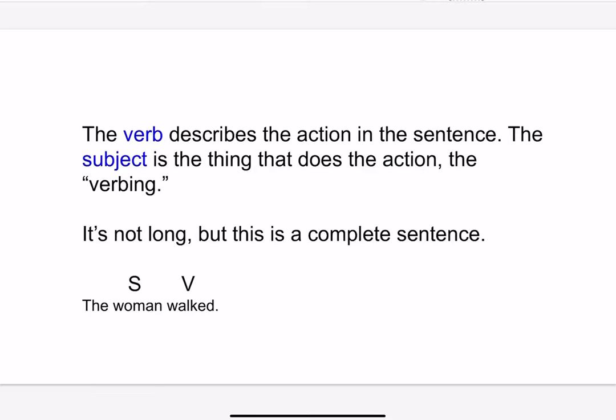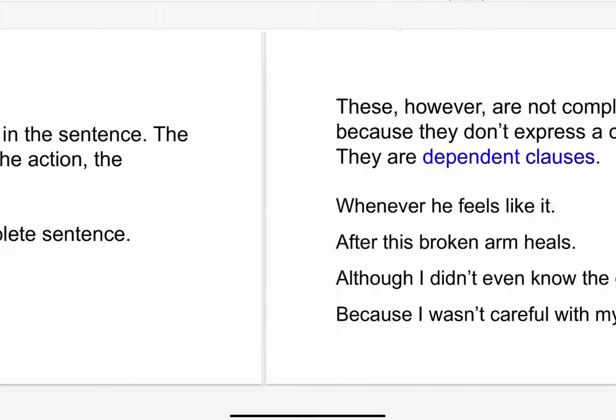The verb does the action in the sentence. The subject is the thing doing that action, or the verbing. So even though this is not long, the woman walked, it's a complete sentence and expresses a complete thought. The woman, the subject, is walking.